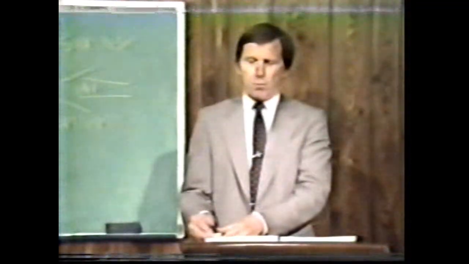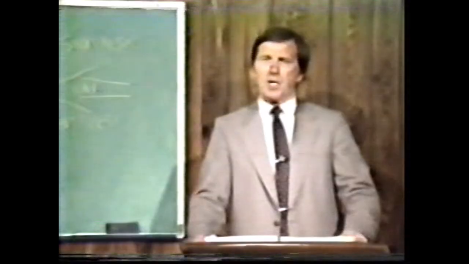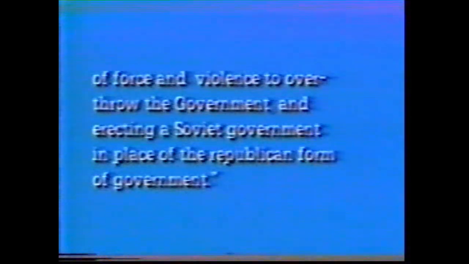In 1931, Congress created the Special House Committee to investigate communist activities in the United States. That committee issued its report and said this about the ACLU, number 64. "The ACLU is closely affiliated with the communist movement in the United States. Its main function is to attempt to protect the communists in their advocacy of force and violence to overthrow the government, and erecting a Soviet government in place of the Republican form of government."